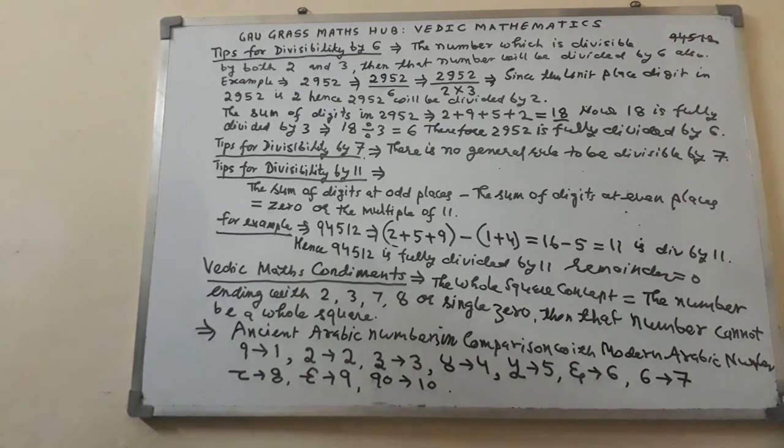These are some concepts I have mentioned related to Vedic mathematics: tips for divisibility by 6, by 7, and by 11, and also some basic math condiments I have explained in detail.